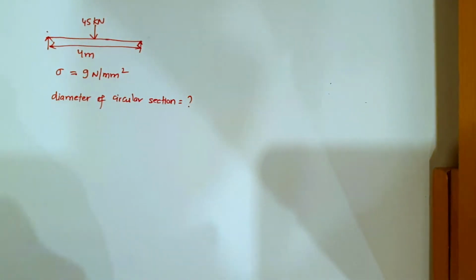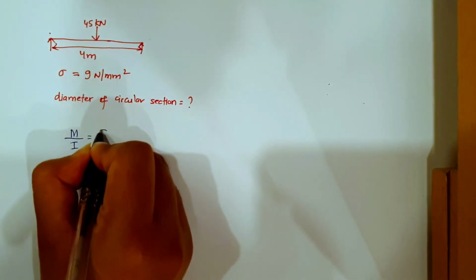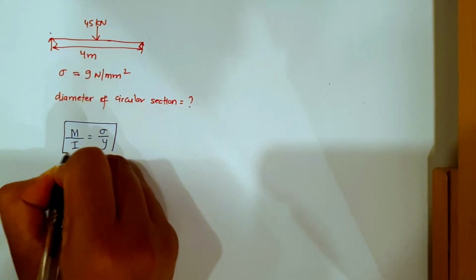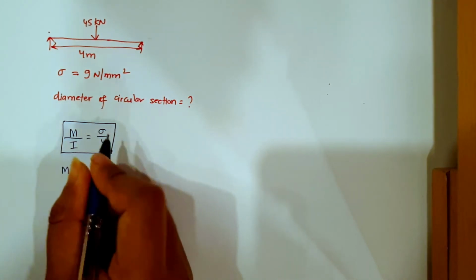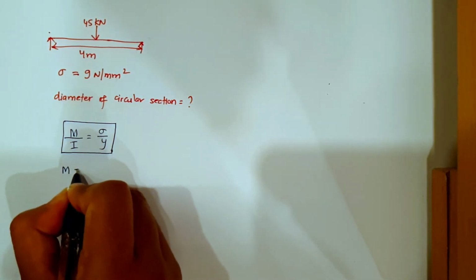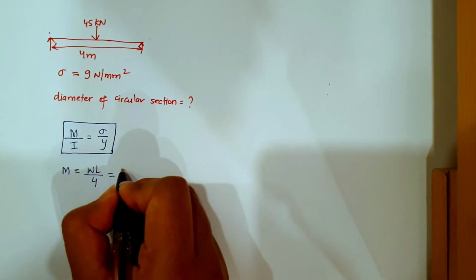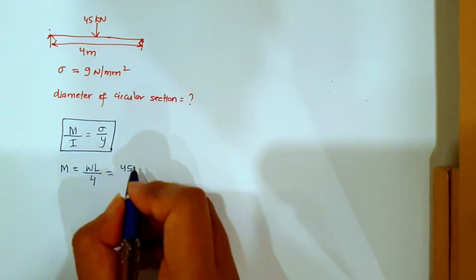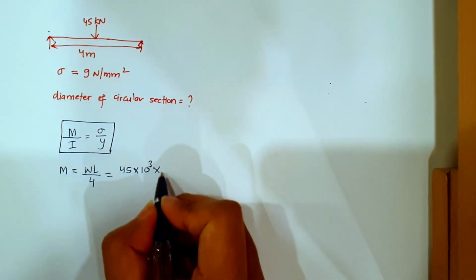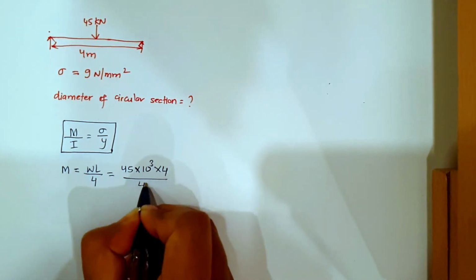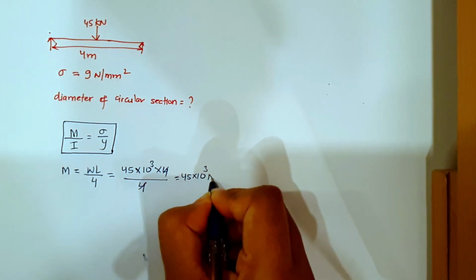Okay, so how do we find this? Again, by using a flexural formula, which is M by I equals sigma by y. Again, we use a flexural formula to find the diameter. Now what will be the maximum bending moment for this simply supported beam carrying a point load at its midspan? It will be equal to WL by 4. Okay, so how much is W? We have 45 kilonewton. Now if I convert it into Newton, it will be 10 raised to power 3 into length of the beam, 4 meter, divided by 4. This cancels, I get 45 into 10 raised to power 3 Newton meter.